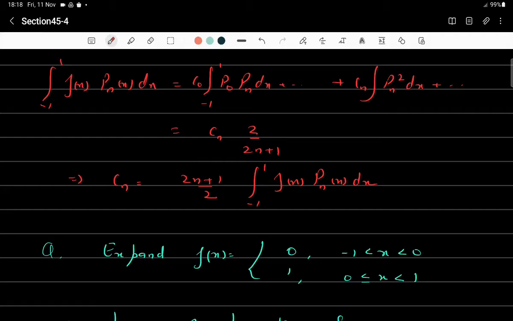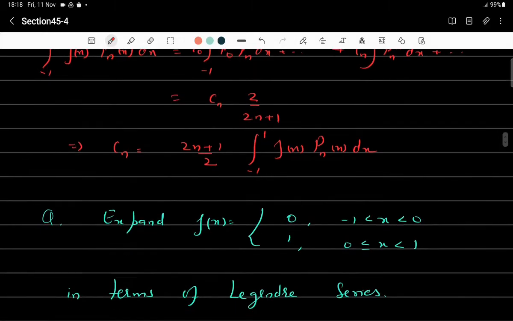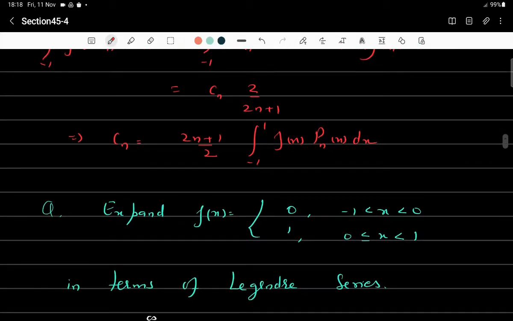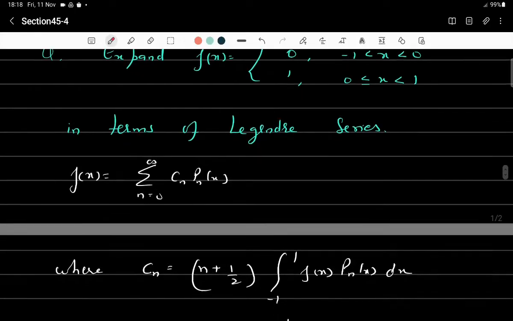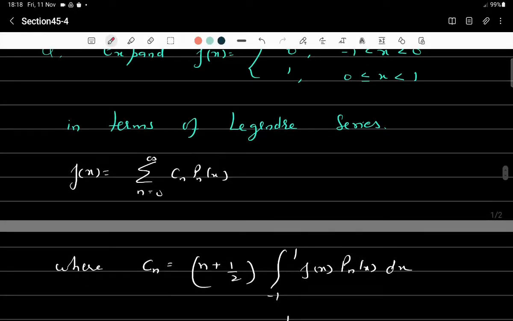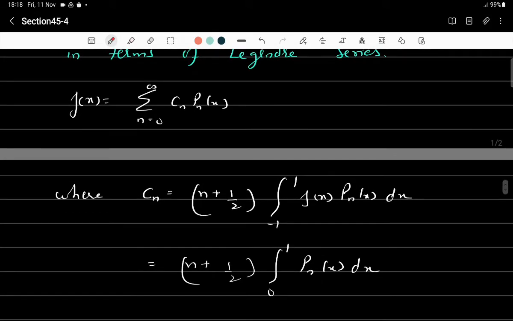So for an example, consider that f of x is given as follows: 0 from -1 to 0 and 1 from 0 to 1. You need to find its Legendre series. So the Legendre series is f of x equal to summation c_n P_n(x), where c_n is obtained as we have already discussed. Now f of x is defined from 0 to 1 only, and it is 1, so it would be the integral from 0 to 1 of P_n(x) dx.